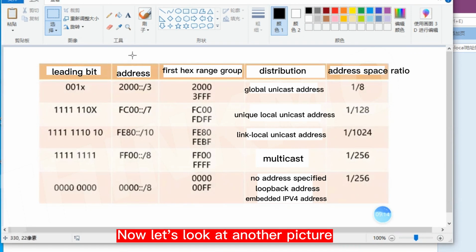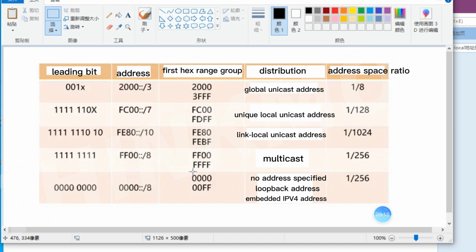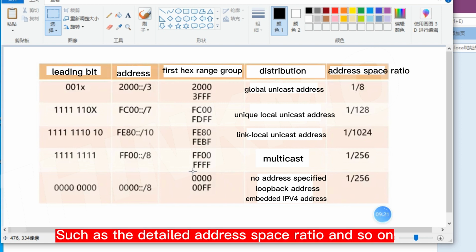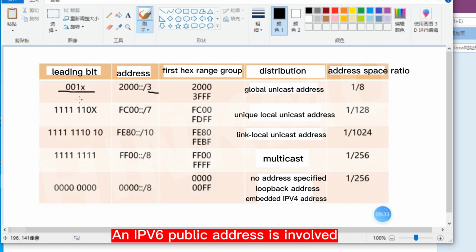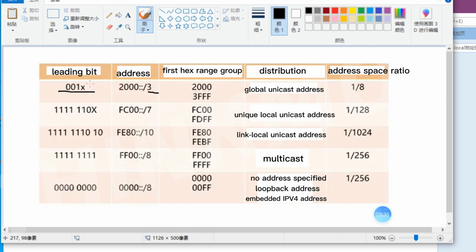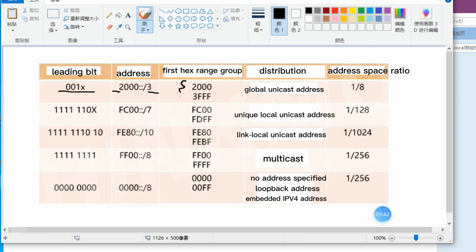Now let's look at another picture. It's about the details of address assignment, such as the detailed address space ratio and so on. First we look at global unicast addresses. An IPv6 public address is involved. The public IP address is 001. The first 3 bits are fixed. The first 3 bits start with a 2. That's the extent of it.